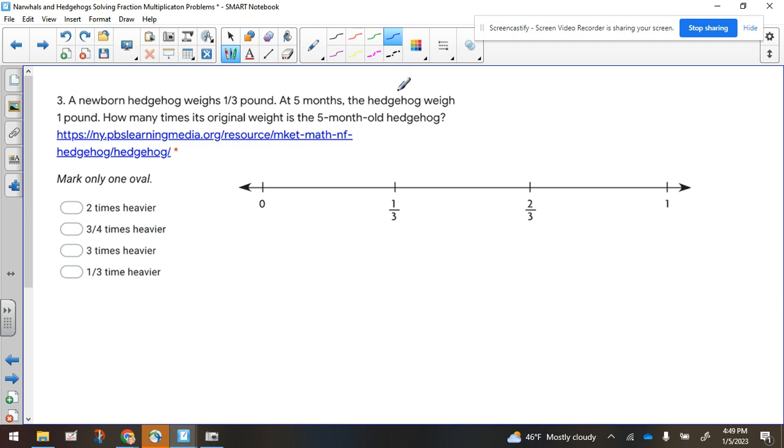A newborn hedgehog weighs 1/3 of a pound. At 5 months, the hedgehog weighs 1 pound. How many times its original weight is the 5-month-old hedgehog? So let's map this out, and then we're going to use a strategy called solve a simpler problem that might help us to figure out what to do.